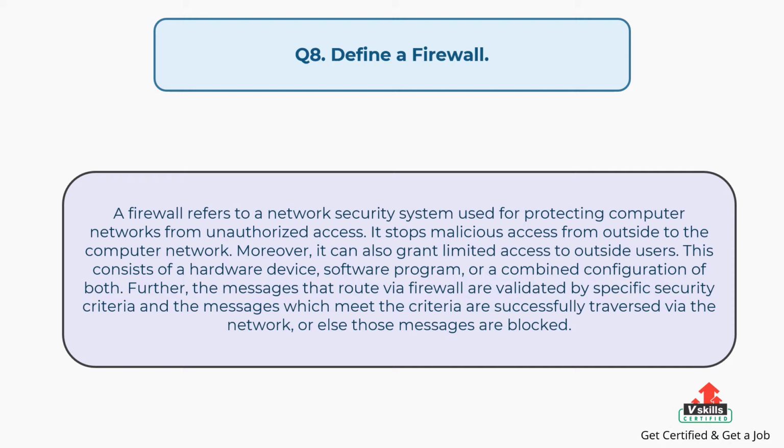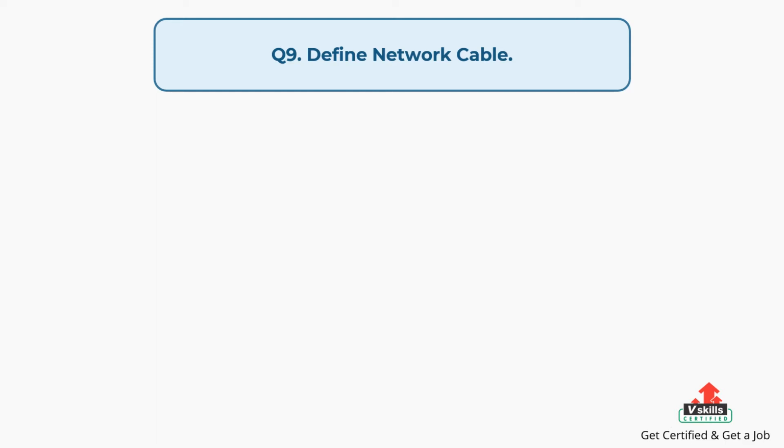Further, the messages that route via firewall are validated by specific security criteria, and the messages which meet the criteria are successfully traversed via the network, or else those messages are blocked. Question number 9. Define network cable.